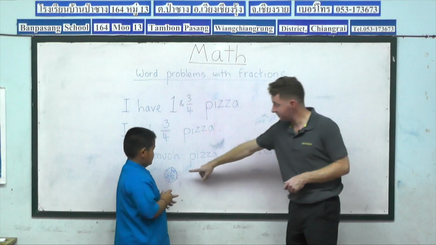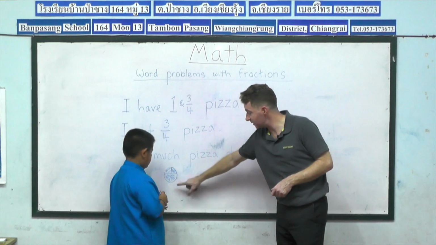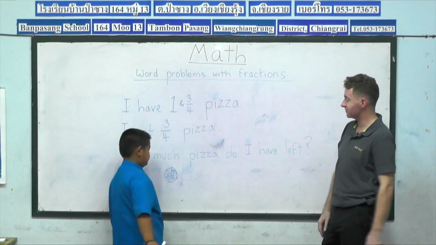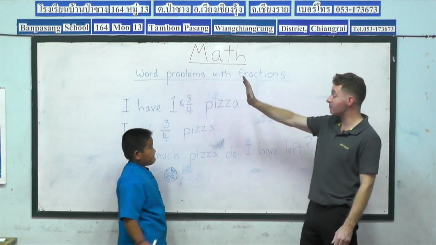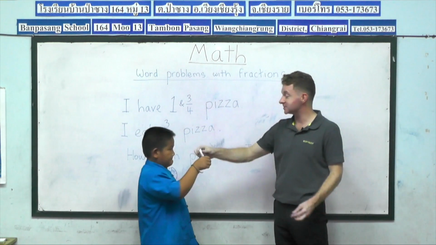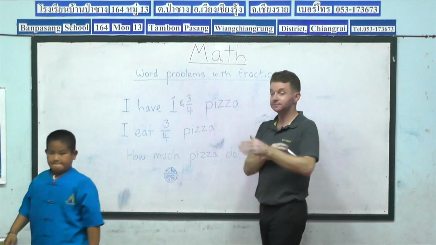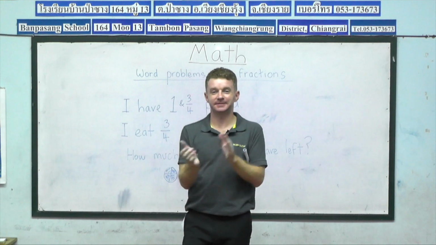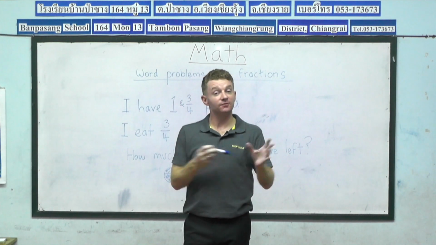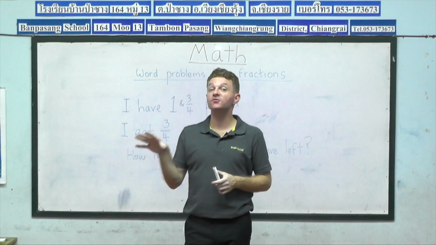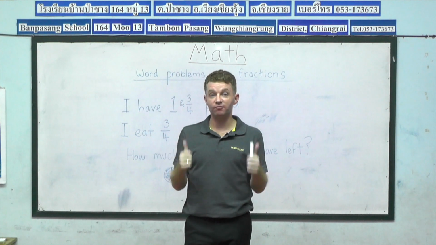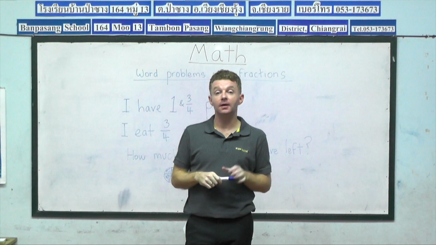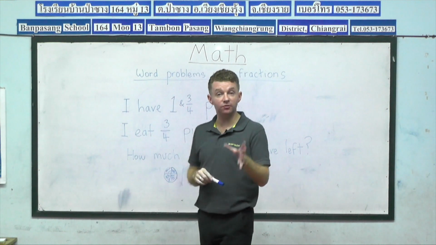You can see here, 1 entire pizza. So you can write the big number 1, Net. Perfect. So high five and a big round of applause for Net, please, guys. That was excellent. So that's a demonstration of how to do a word problem with fractions using subtraction. Well done, Net. And now we'll do another one with another student.